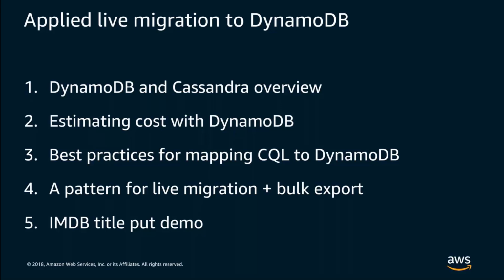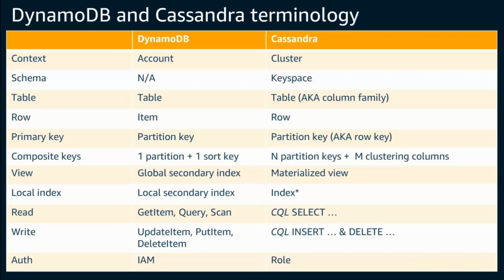So here's our plan for today. We're going to do an overview of Dynamo and Cassandra. We're going to dig into the cost, and the cost is always important because whenever I had a customer say that they wanted to spend more on DynamoDB, everyone wants to save money along the way, and a lot of our customers have. And then we're going to show you a pattern for live migration, just one example, and then end with a demo using some IMDb titles, such as movies and TV shows. We're going to read and write those onto an API.